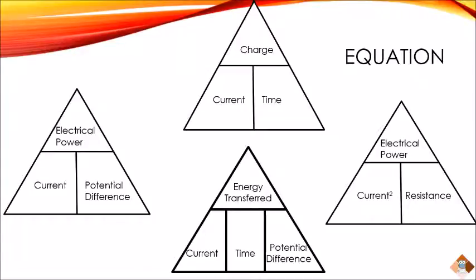To use these, you cover up the thing you're trying to find out. If the remaining two are on one over another, then you divide, like you would in a fraction. For example, finding current in the first triangle. If what you have left is all on the bottom, then you multiply them. For example, finding charge on the triangle at the top.